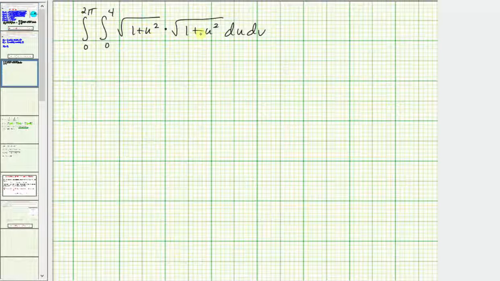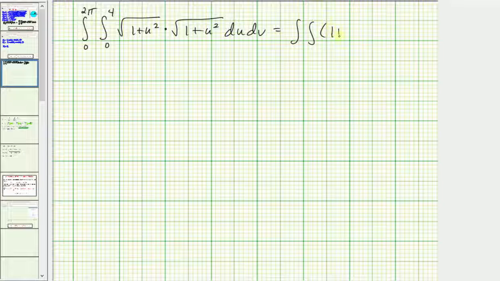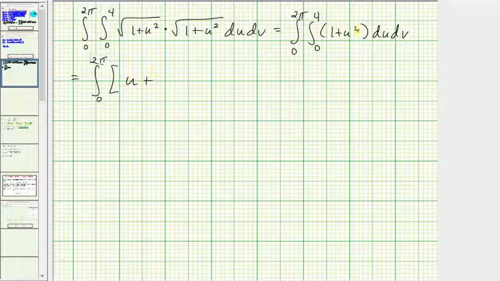Notice how this product simplifies nicely to 1 plus u squared. So this gives us a double integral of the quantity 1 plus u squared du dv. And now we integrate with respect to u. So we'd have u plus u to the third divided by 3, or 1/3 u to the third.